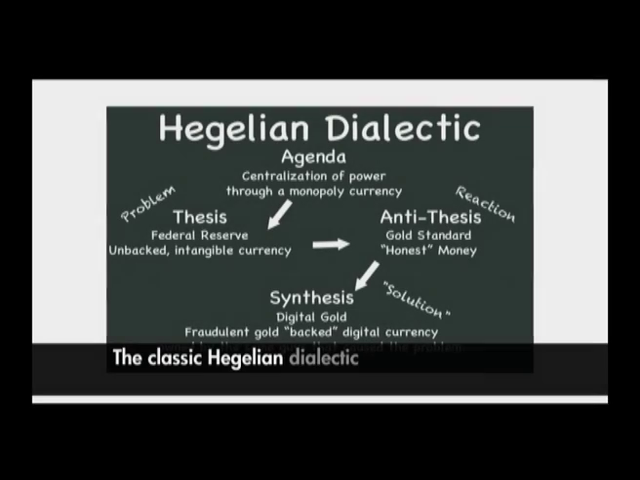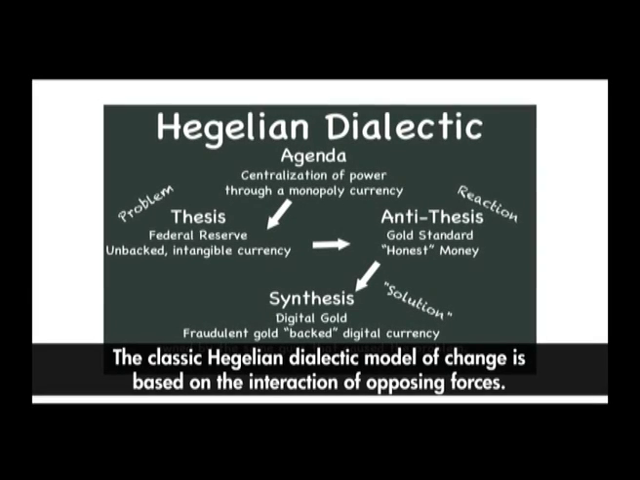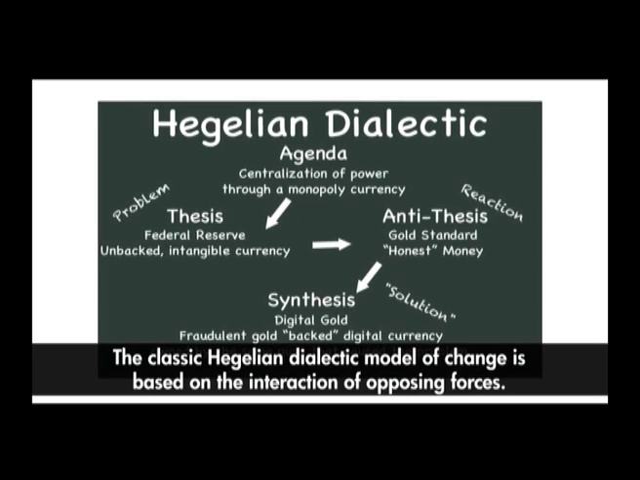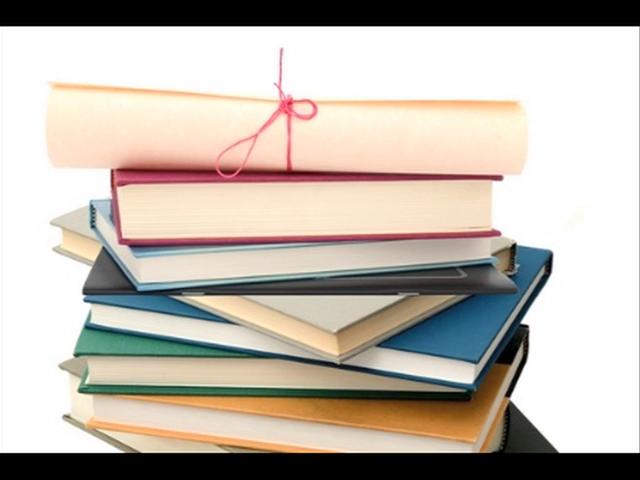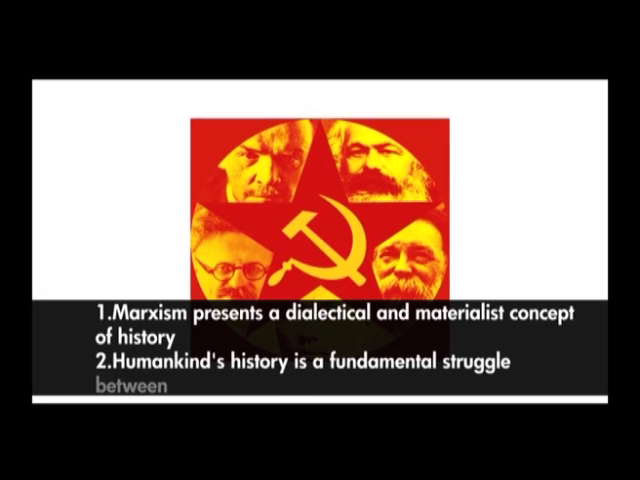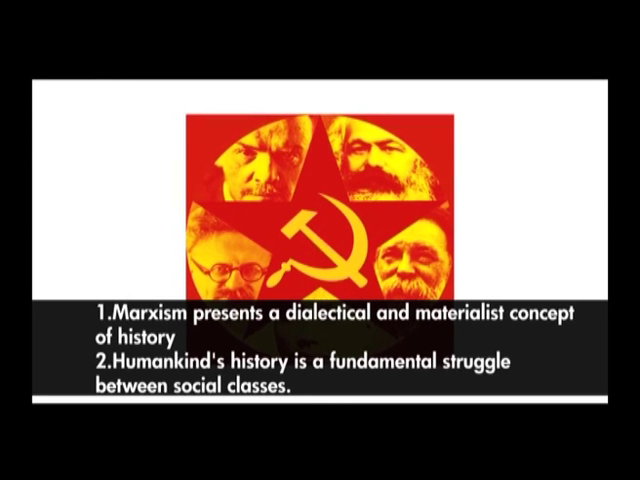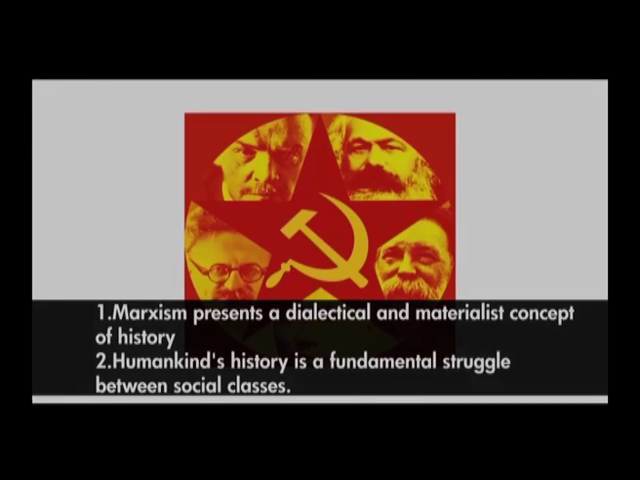Hegelian. The classic Hegelian dialectic model of change is based on the interaction of opposing forces. Starting from a point of momentary status, thesis countered by antithesis first yields conflict, then it subsequently results in a new synthesis. Marxist. Marxism presents a dialectical and materialistic concept of history. Humankind's history is a fundamental struggle between social classes.